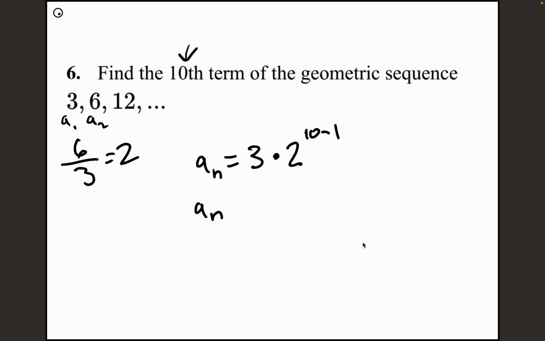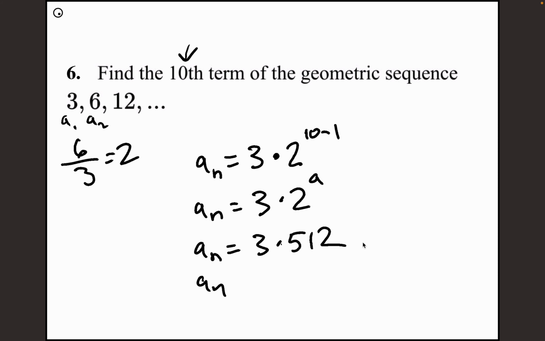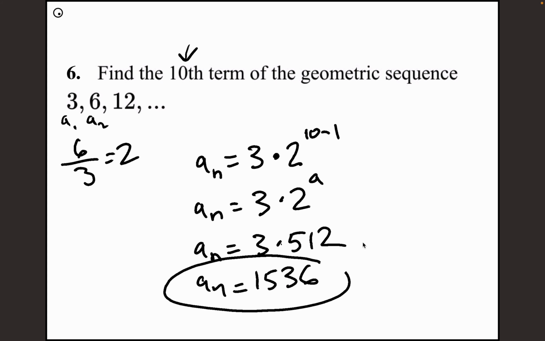Let's go ahead and simplify. 10 minus 1 is going to be 9. So in your calculator, you're going to put 2 to the 9th power. So this answer is going to be a little smaller. So we're going to have 3 times 512. When we do 3 times 512, we are going to get 1,536. And there we go. Biggest thing is just make sure you know those equations when you're plugging them in right, and just make sure you're reading if it's geometric or arithmetic.